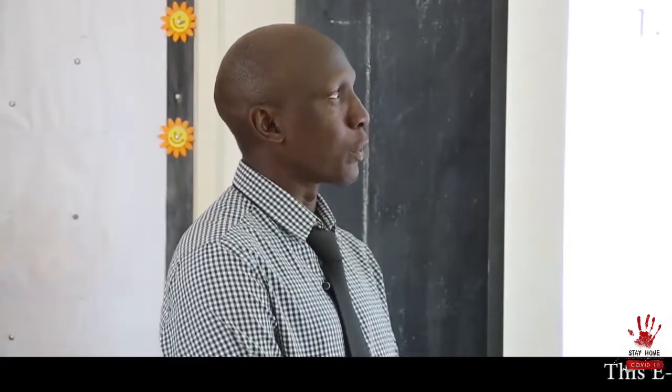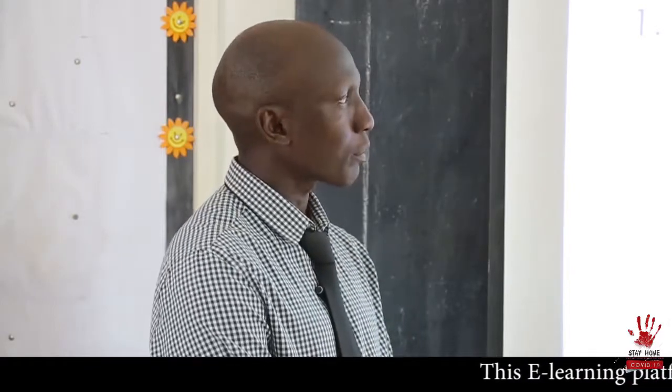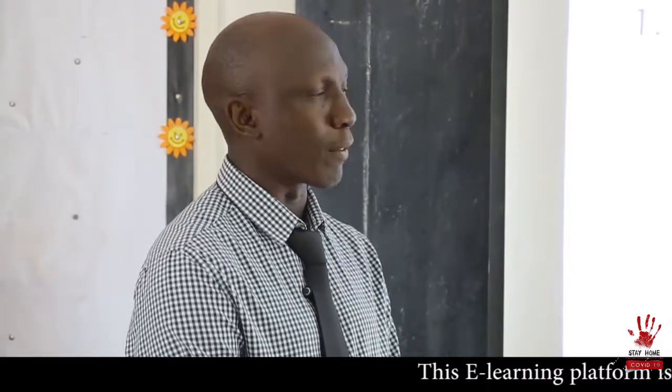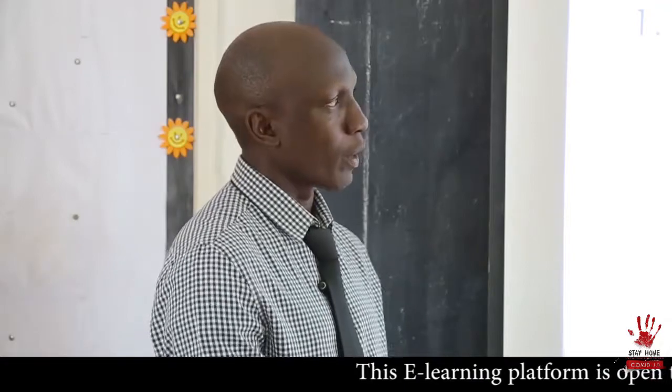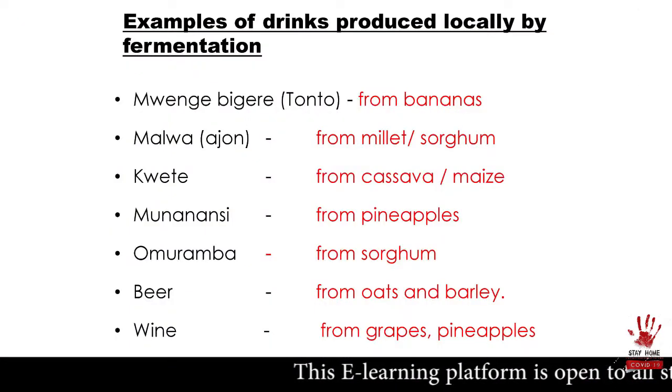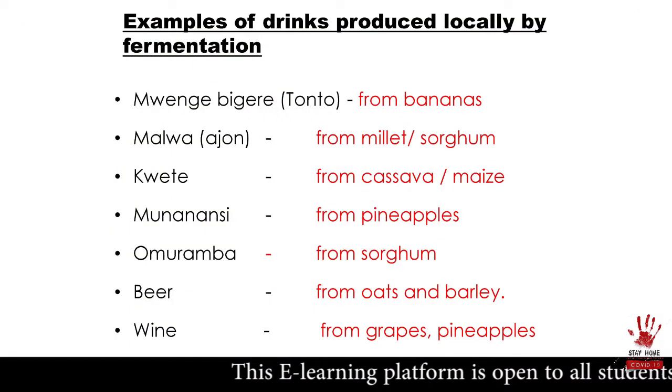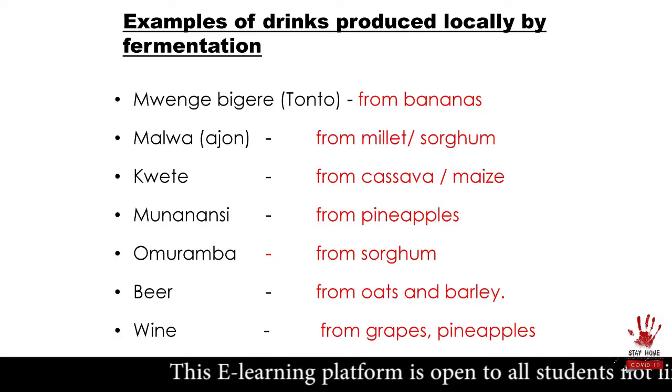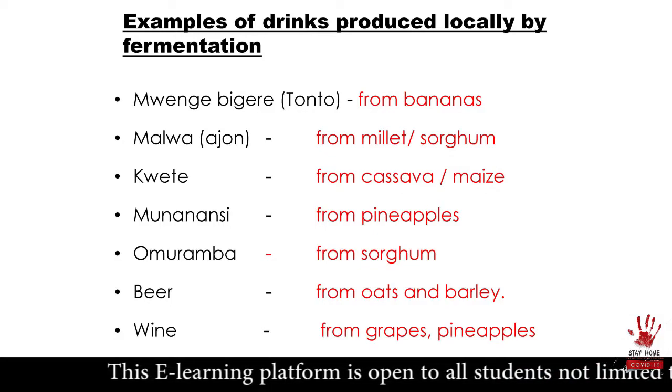Fine. Let's look at examples of the drinks which are produced by fermentation. Can you think of any drink which can be produced by fermentation process? Check with mine. You could have heard of some of the local names you have here. Remember, these are local names, some of them. And different communities have got different names.